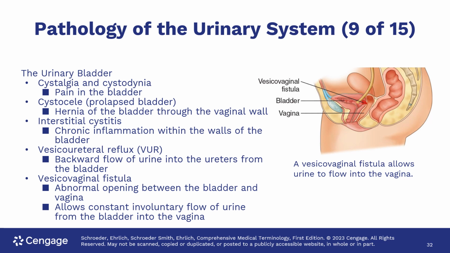Cystocele is a prolapsed bladder where the bladder herniates through the vaginal wall. Interstitial cystitis is a chronic infection of the bladder. And vesico-ureteral reflux. Where do you think that occurs? Vesico also refers to the bladder. So look at the junction where the bladder and the ureters meet. There is backward flow. A vesicovaginal fistula is an opening between the bladder and the vagina. Urine constantly leaks from the bladder through the vagina.